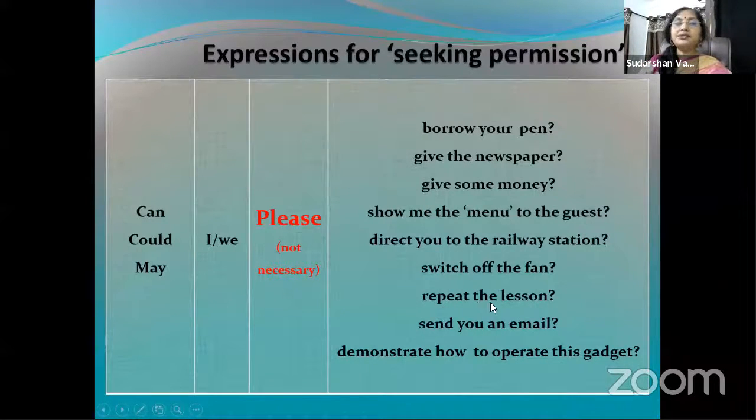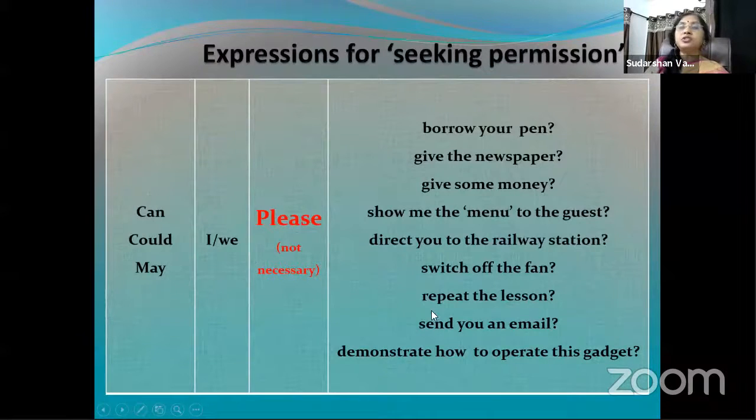May I repeat the lesson? Or may we repeat the lesson? May I send you an email? May I demonstrate how? May will take only I and we, and please is not necessary when you are using the pronouns I and we.